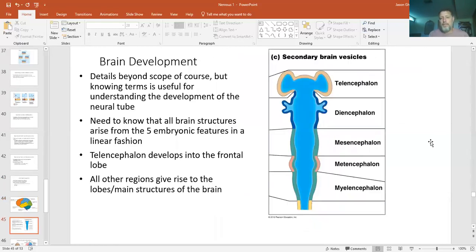All right, so brain development. We have these 5 regions here. Now we're not going to go into a lot of detail because it's beyond the scope of this course. The telencephalon here is going to form the cerebrum, the main portion of the brain. The diencephalon is going to form the inside where the thalamus is, which directs messages along. The mesencephalon is the midbrain, which is near the thalamus. The metencephalon will be the pons. The myelencephalon will end up being the medulla oblongata.